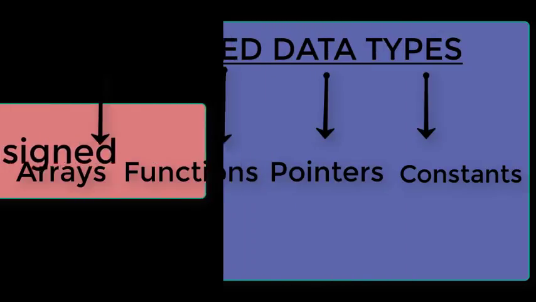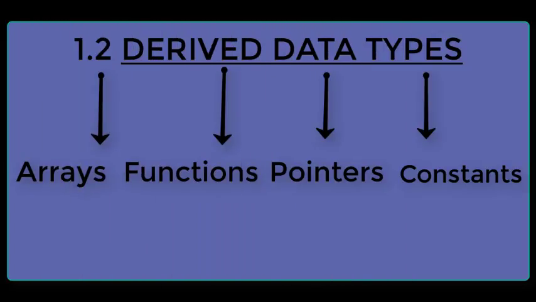Signed types include both positive and negative numbers and is the default type, whereas unsigned numbers are always without any sign, which means that they are always positive. Derived data types. Derived data types are object types which are aggregates of one or more types of basic data types. These are of 4 types: array, functions, pointers, and constants.